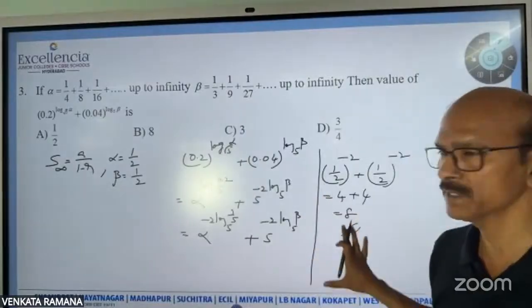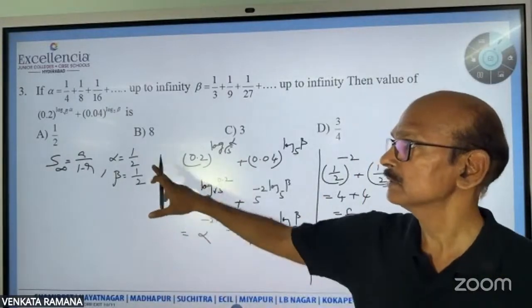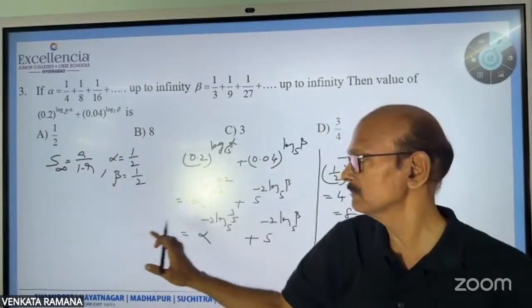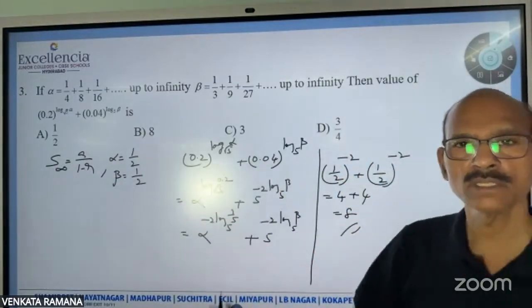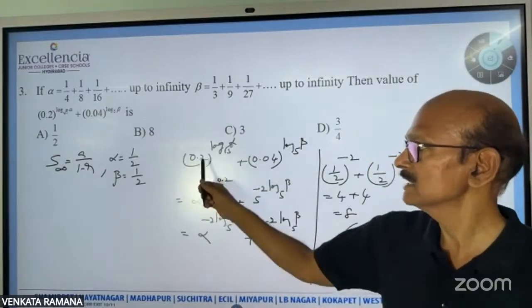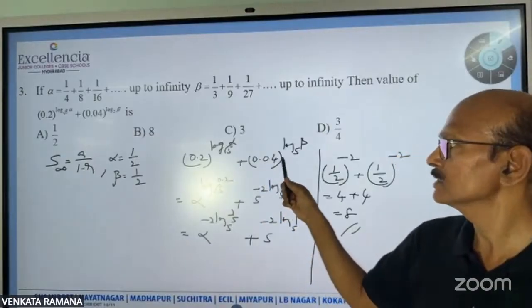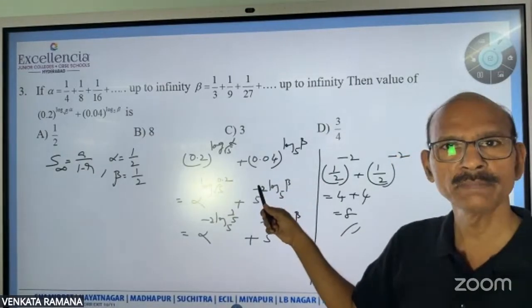Some logical concepts are there to solve this question. So apply the infinite series formula here, S infinity equals a by 1 minus r, and simplify this by using the properties of logarithms. So we can interchange these two. So alpha and 0.2 interchange in the first step. Next, also 0.04 is nothing but 5 power minus 2.